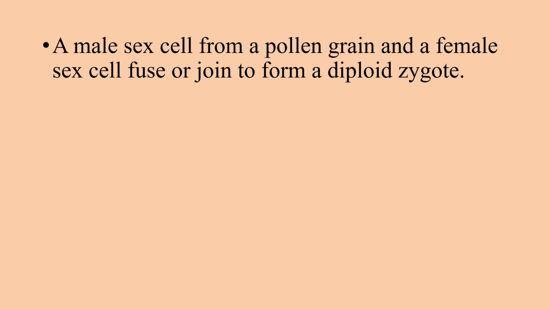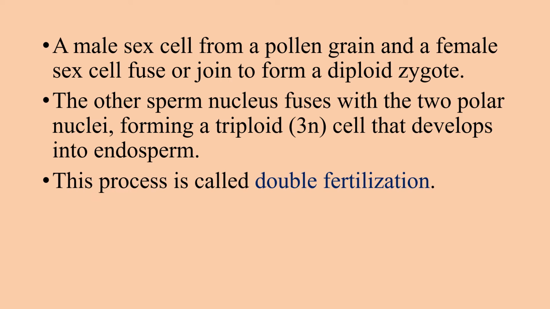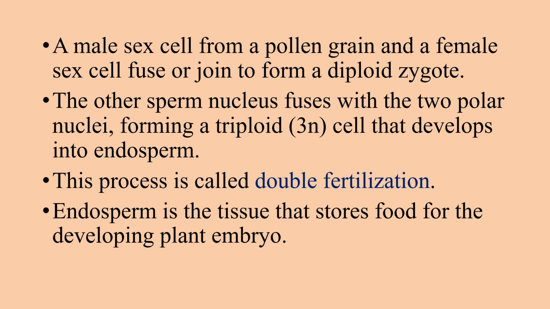A male sex cell from a pollen grain and a female sex cell fuse or join to form a diploid zygote. The other sperm nucleus fuses with the two polar nuclei, forming a triploid, 3N, cell that develops into endosperm. This process is called double fertilization. Endosperm is the tissue that stores food for the developing plant embryo.